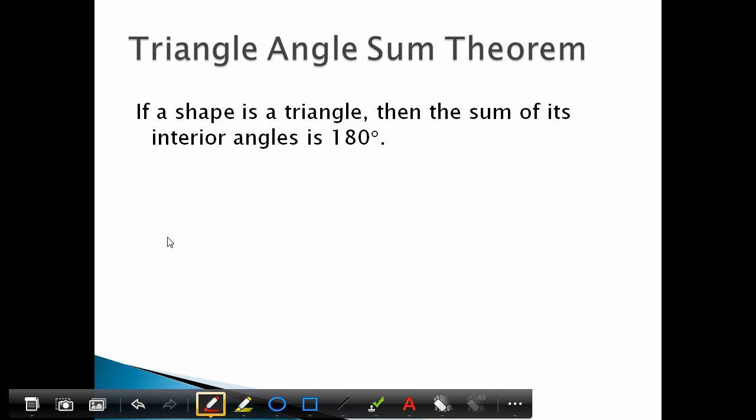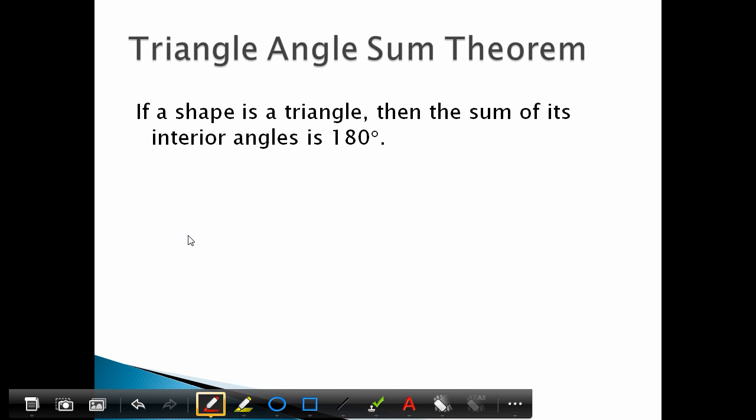Moving on. Triangle angle sum theorem. It's exactly what it sounds like. We have triangles, we have angles in those triangles, and we're going to sum them. We're going to add them. It says if a shape is a triangle, so any triangle, scalene, obtuse, acute, doesn't matter, the sum of its interior angles is 180.